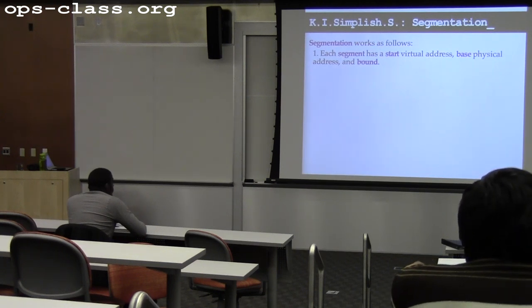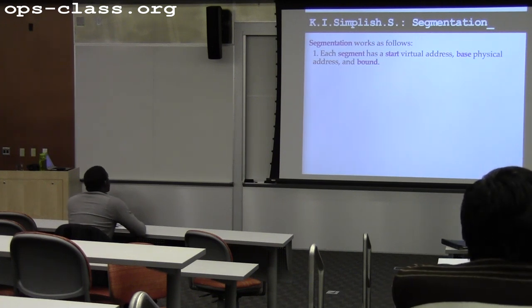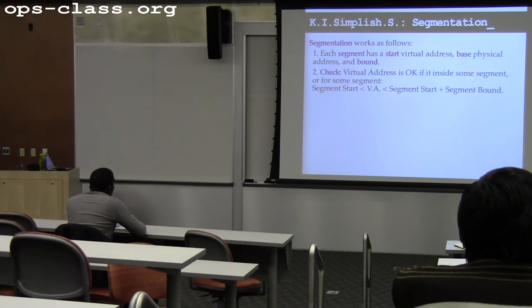All right, so the idea is that, again, this is a pretty simple extension of base and bounds, right? There's one additional piece of information I need, because in base and bounds, the implicit starting place of the one segment per process was address 0. So now I need to, for each segment, record where does it start in the virtual address space, where does it map to in the physical address space, the base physical address, and how large is it, right? So I have a virtual address, a physical address, and a bound.